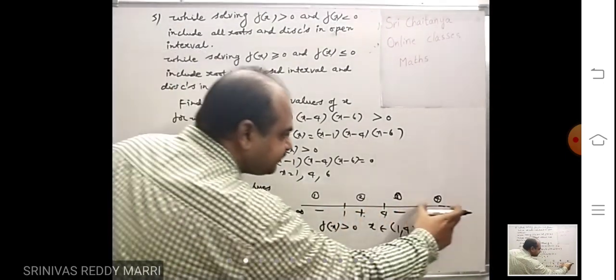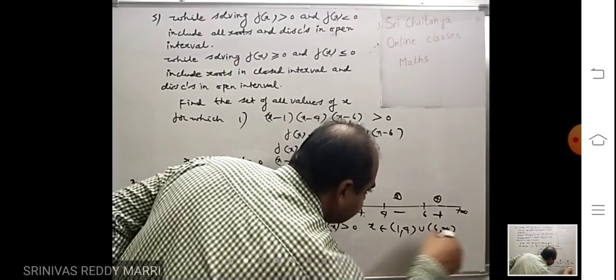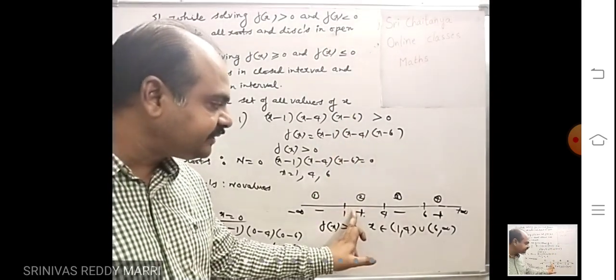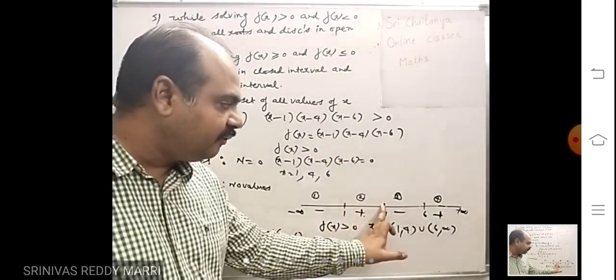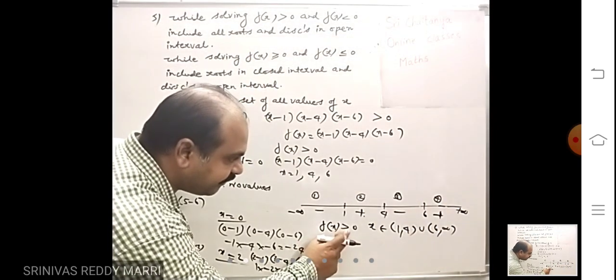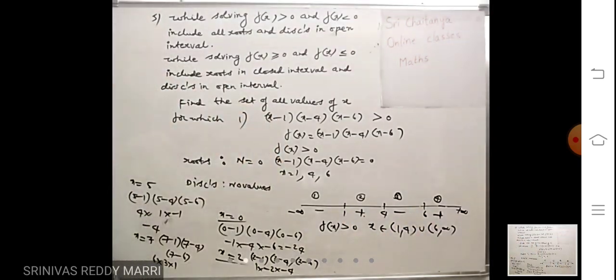Union. That means this interval as well as this interval. The last interval is what? 6 to infinity. Greater than 0 means positive intervals: 1 to 4 union 6 to infinity. While you are solving this one, always include all the roots in open intervals only.